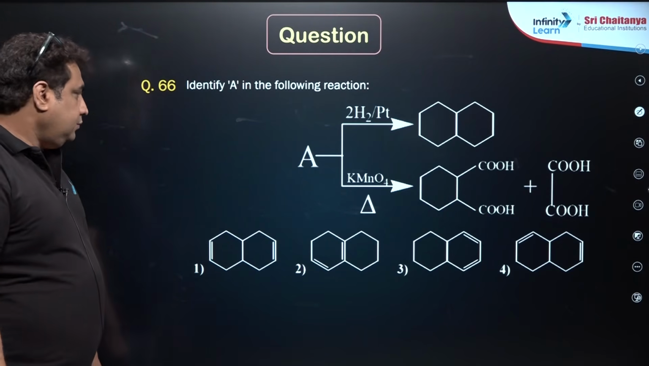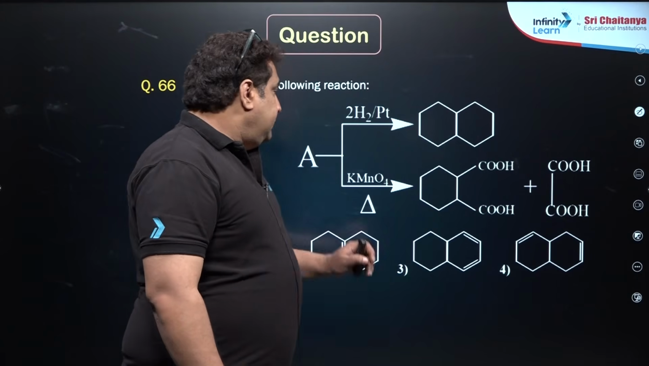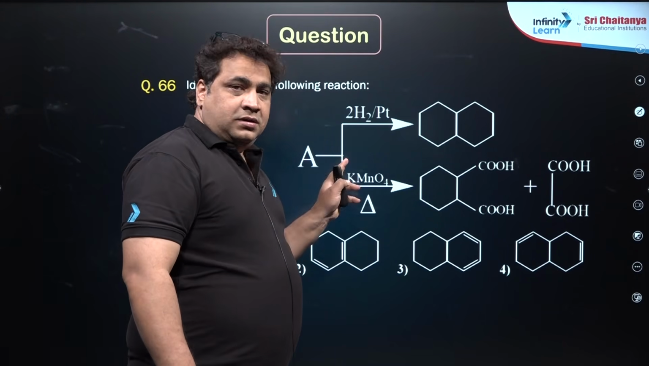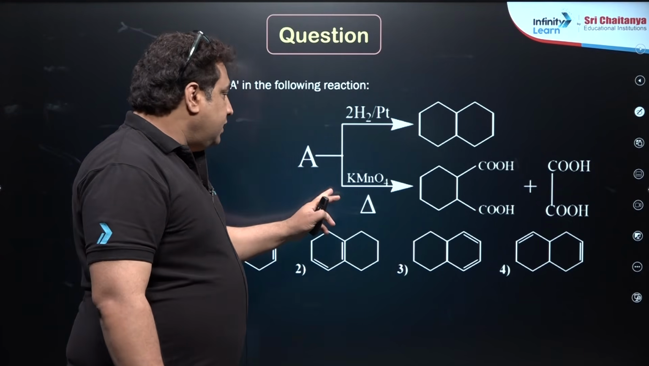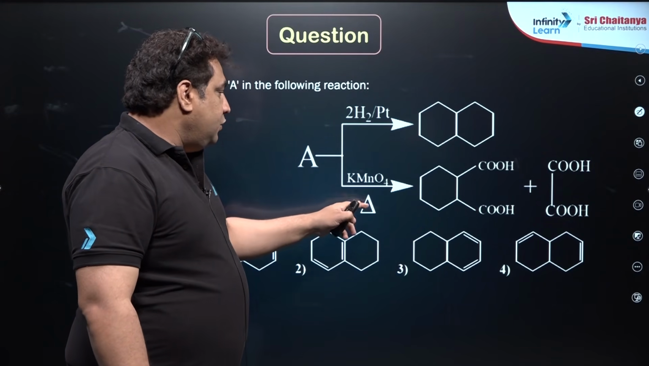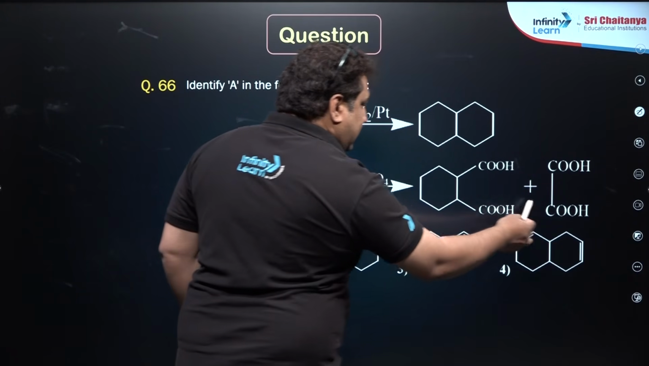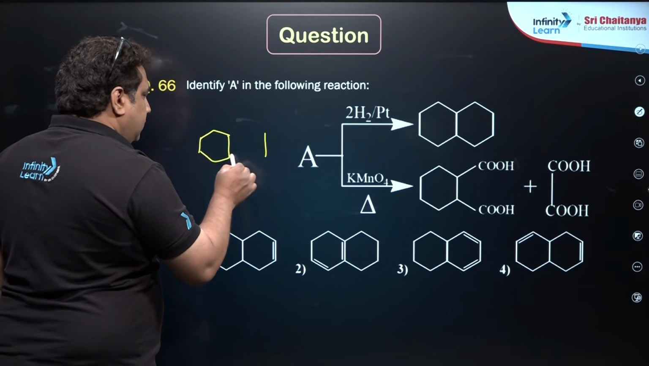Next. Very easy reaction, dear students. This is A. If you treat with hydrogen, you are getting this. With this A you cannot find, because the double bond can be anywhere, but from here you can easily find. On treatment with KMnO4, you are getting the corresponding product. That means this carbon and this carbon should be connected in the reverse compound. So this ring is not disturbed because it has all single bonds.